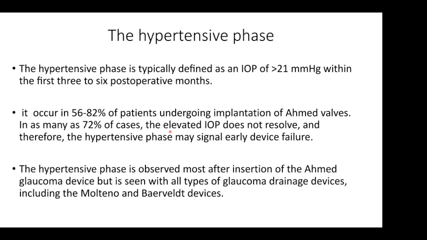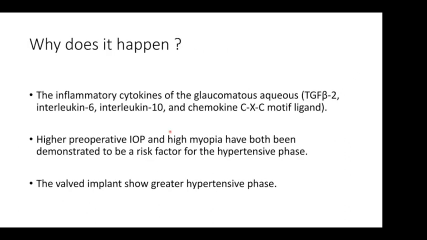The hypertensive phase is more common with the Ahmed valve because the Ahmed valve is working from the first moment, and then the aqueous is playing a role in this hypertensive phase. But again, it could develop with all implants, with the Baerveldt, with Molteno, everything. And why does it happen? Why does the pressure go up?